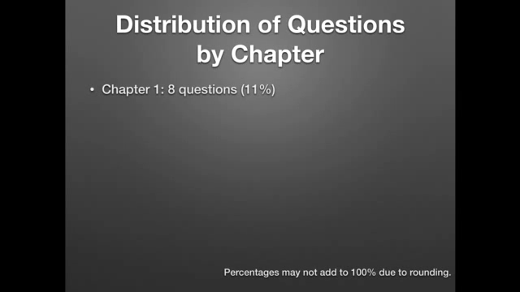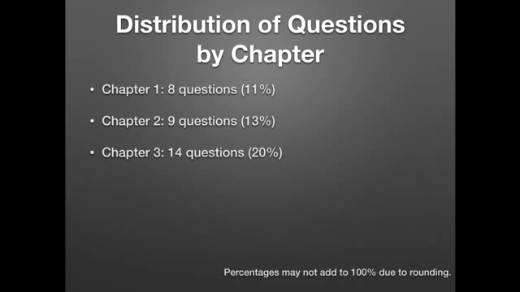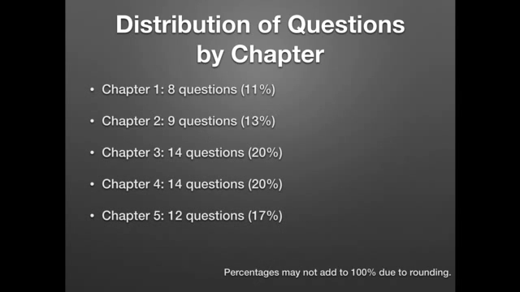So here is the distribution of questions by chapter. Chapter 1 has 8 questions, and that represents 11%. Chapter 2 has 9 questions, which represents 13% of the questions on the Module number 1 test. Chapter 3 has 14 questions, which represents 20%. Chapter 4 has 14 questions, which represents 20%. Chapter 5 has 12 questions, representing 17%. And Chapter 6 has 14 questions, which represents 20% of the questions on the Module number 1 test.